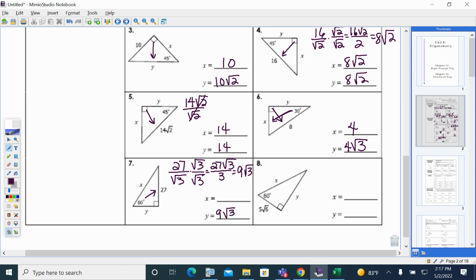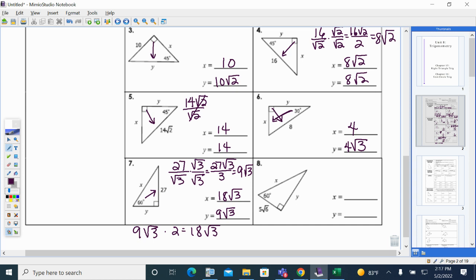To find x, which is the hypotenuse, we're going to take that short leg and multiply by 2. So if I take 9 times the square root of 3 times 2, it's going to be 18 times the square root of 3. And then number 8, I think, is a little bit easier.